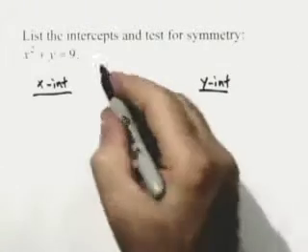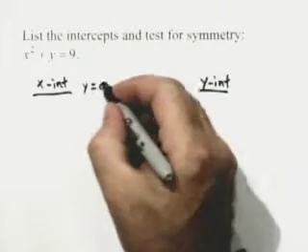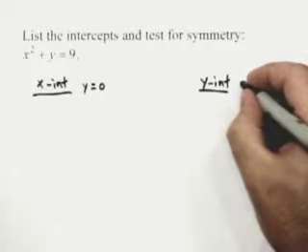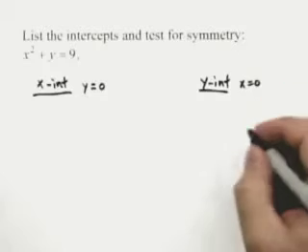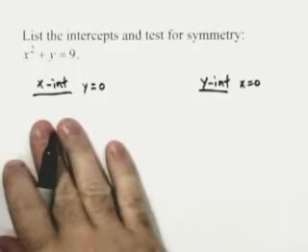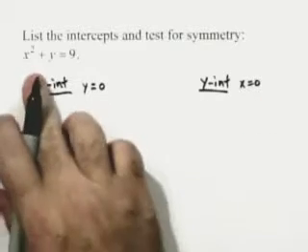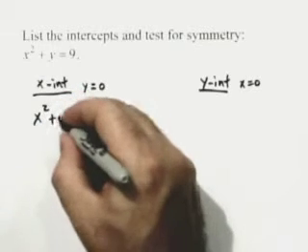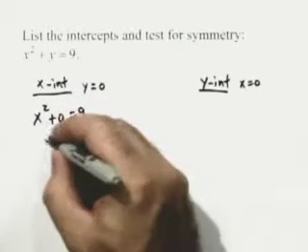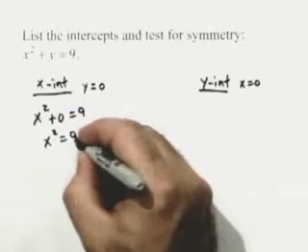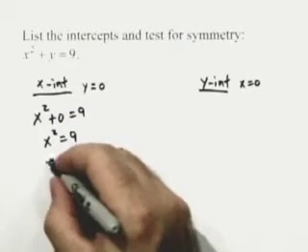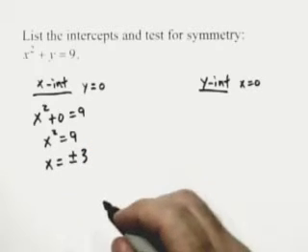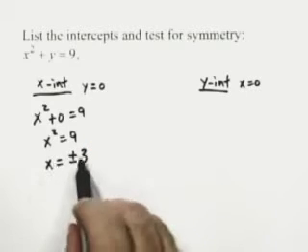To find x-intercepts, we'll set y equal to 0 and solve for x. To find y-intercepts, we'll set x equal to 0 and solve for y. To find the x-intercepts, we'll go ahead and put in y equal to 0 in our equation. We'll have x squared plus 0 equals 9, or x squared is equal to 9. Solving for x, we'll get x is equal to plus or minus 3. So the x-intercepts are plus or minus 3.